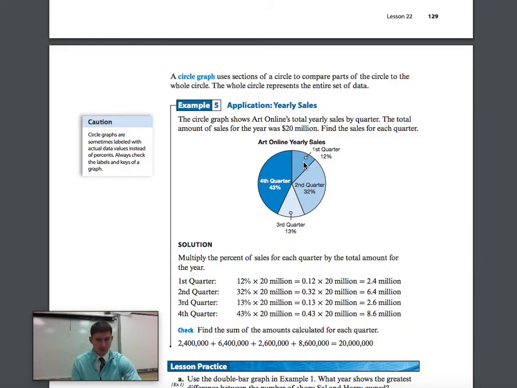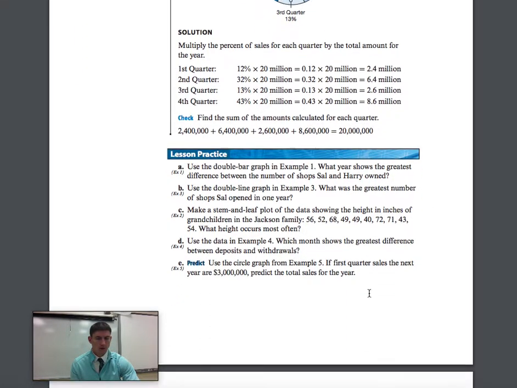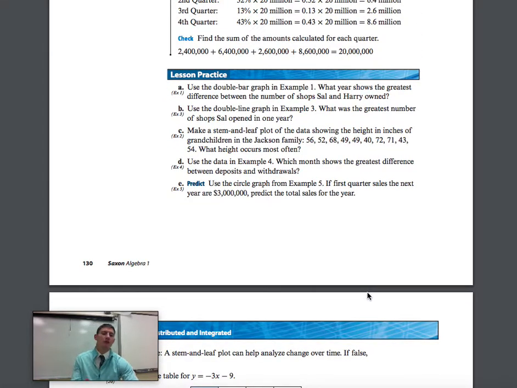In the first quarter, they sold 12% of their sales. In the second quarter, 32%. In the third quarter, 13%. In the fourth quarter, 43%. Now you're going to take that percentage and multiply by 20 million. You can turn that into the actual amount for each of the different parts of that 20 million. Our lesson practice problems come right from the examples that we looked at.